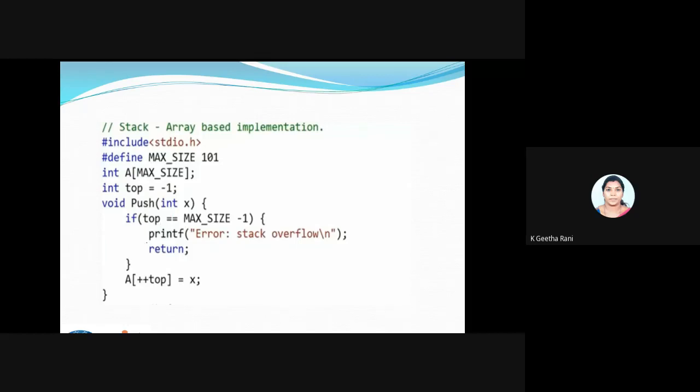If top is equal to MAX_SIZE - 1, I'm checking for an overflow condition here. If it is like this, I'll have an overflow condition and I'll just return from there. Otherwise, I can increment the top and put the values. I'm writing it in a single step with a pre-increment, so my top will be incremented first, and the value will be assigned next.